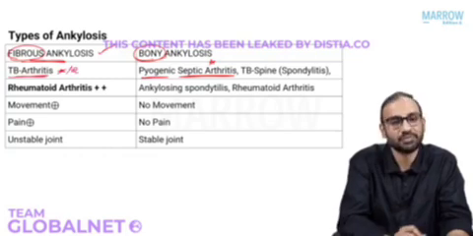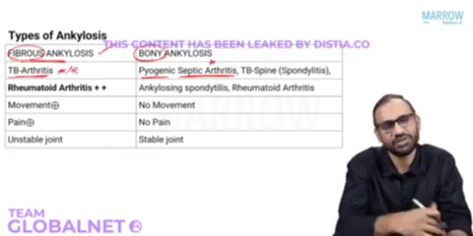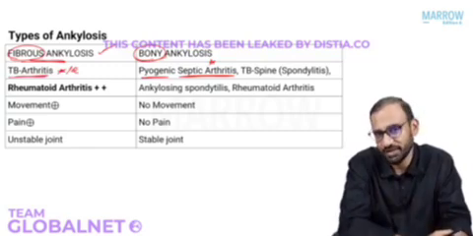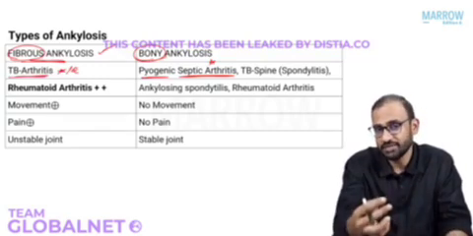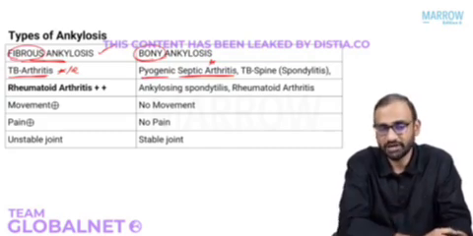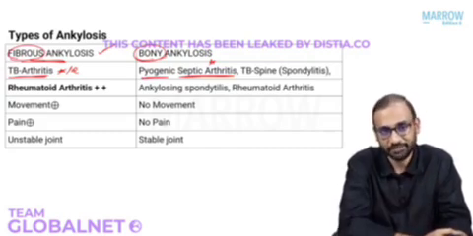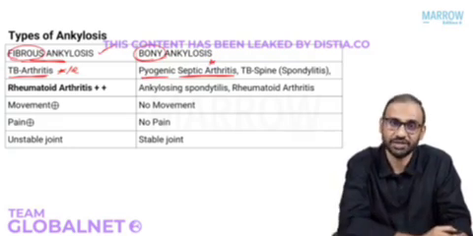Another important MCQ. Like I said, TB causes less reaction. When there is less reaction, bone is not formed. There is fibrous tissue that is formed. So TB arthritis ends up in fibrous ankylosis if not treated. Pyogenic arthritis or septic arthritis usually ends up in bony ankylosis if not intervened. But remember, there is an exception to this.